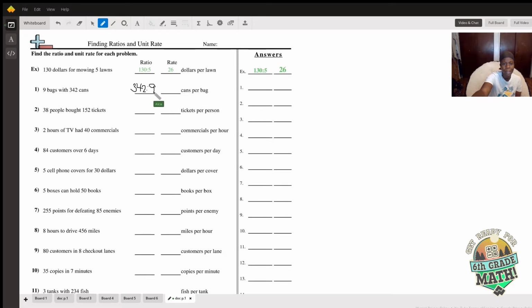342 to 9. Now we need to find the unit rate, which means we need to get this 9 down to 1. So let's do the work over here. We have 342, and we need to get the 9 to 1, and we need to get the amount of cans per bag. So you would divide both the bottom and the top by 9. So 342, I'm going to do the long division way.